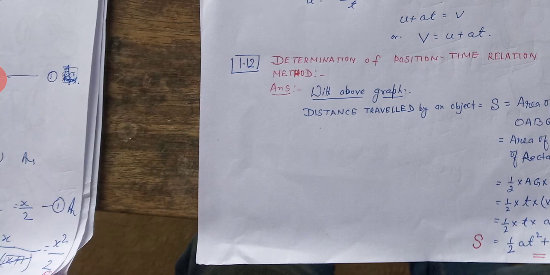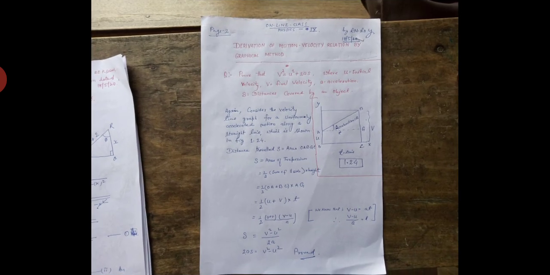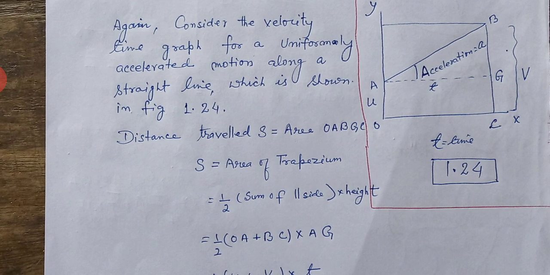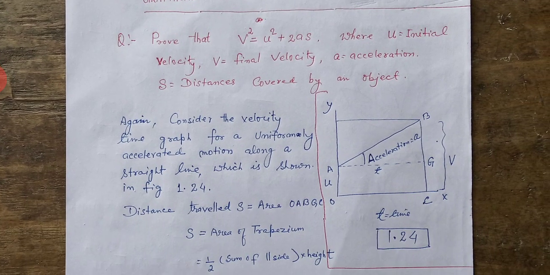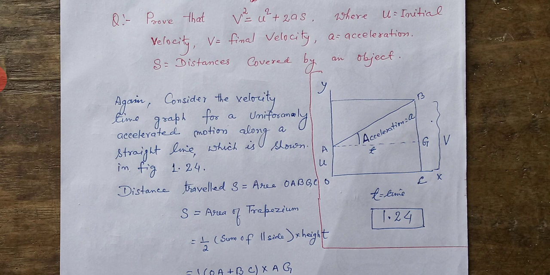Now page number 2. Look at the derivation of position and velocity relation by the graphical method. Prove that V square minus U square is equal to 2as, where U is equal to initial velocity, V is equal to final velocity, a is equal to acceleration, and S is equal to distance covered by an object.